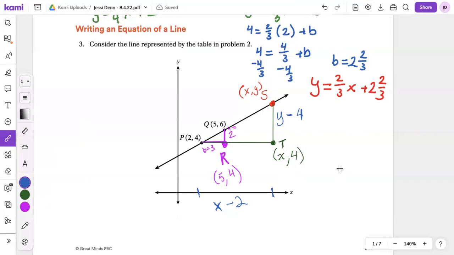And then for C, it wants you to write a proportion that's relating the values of the height to base ratio for triangle PQR, that's the little one, and triangle PST. So if we're doing height over base, for triangle PST, the height is y minus 4. And the base is x minus 2. And then for our little triangle here, PQR, our height to base ratio is going to be 2 over 3. And for the proportion, then we're just setting these two equal to each other.